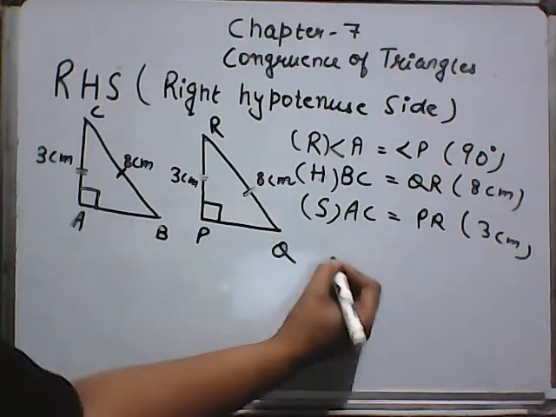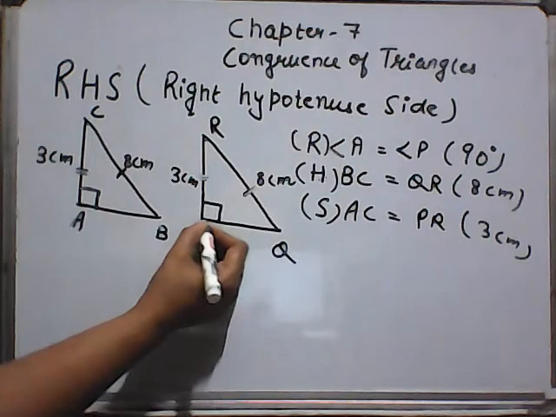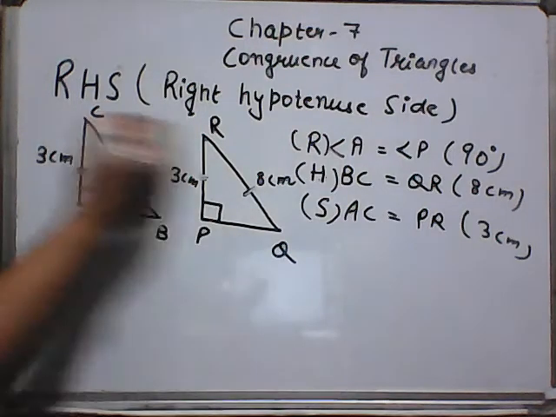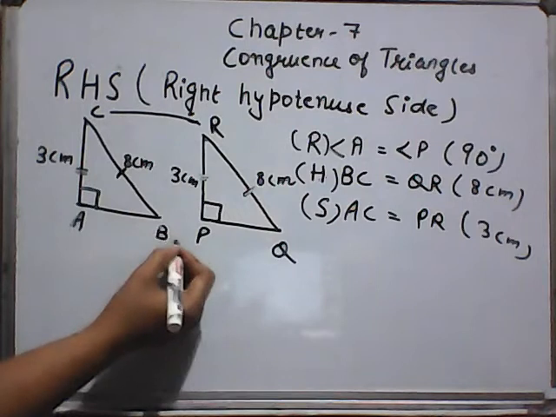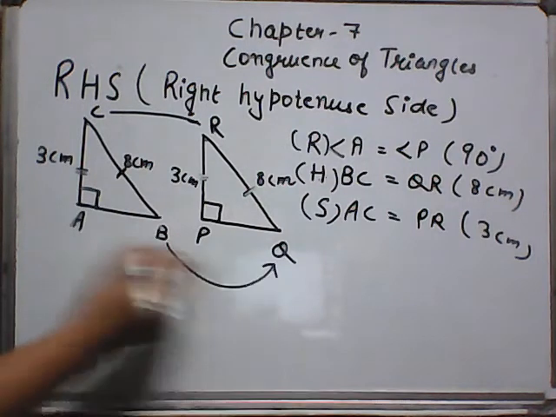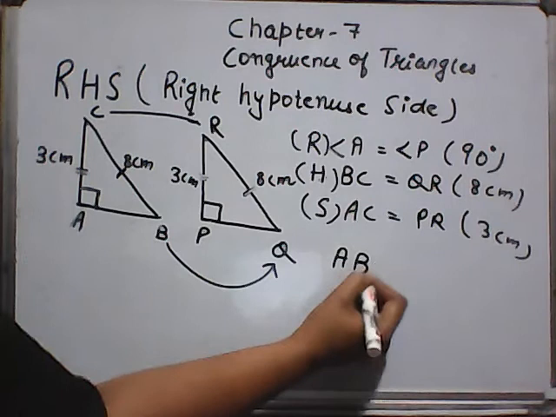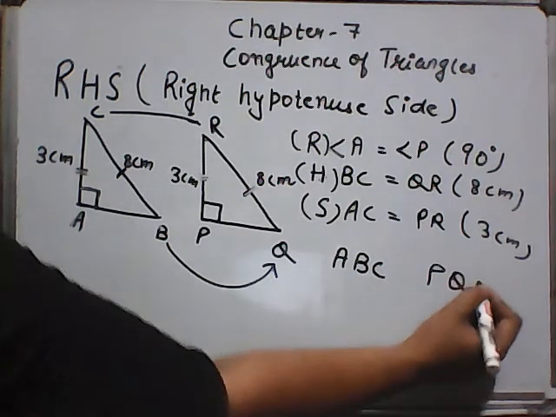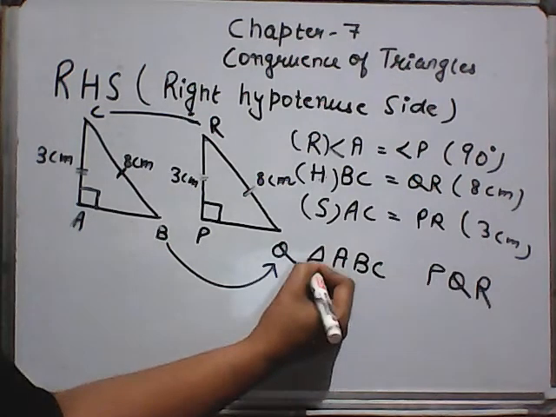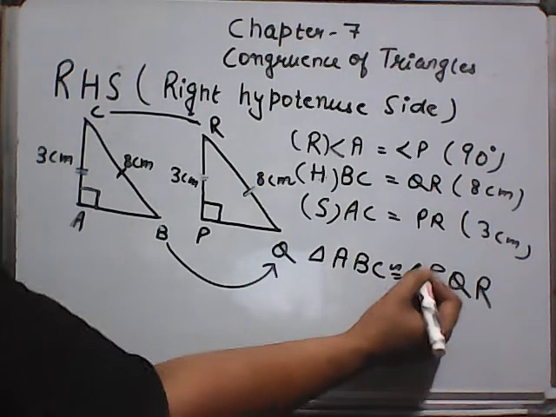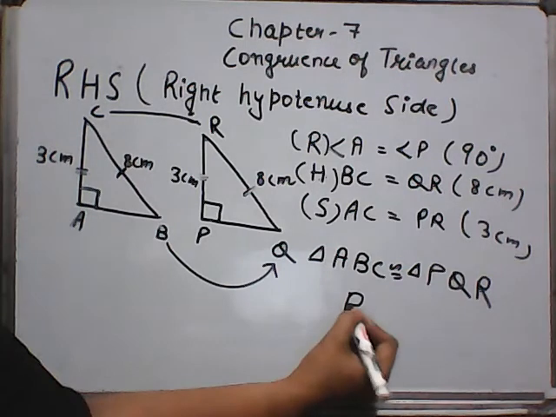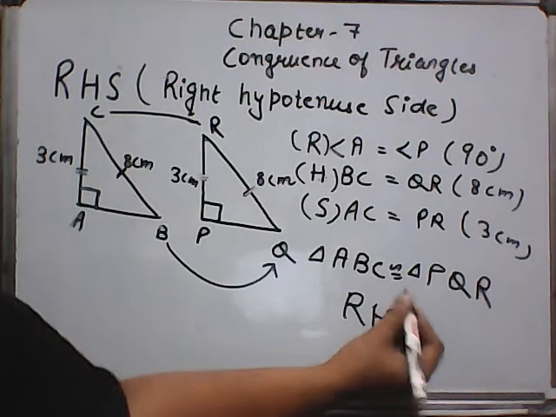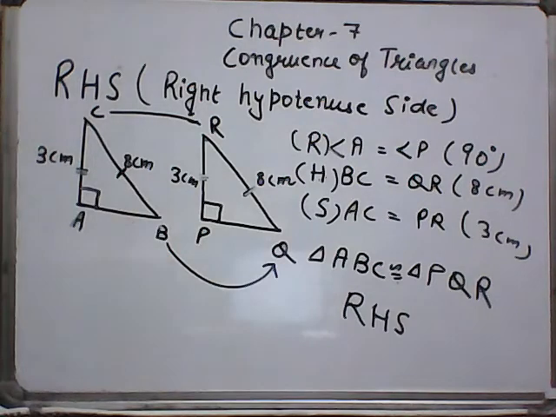Here, A corresponds to P, B corresponds to Q, and C corresponds to R. So, you can say triangle ABC is congruent to triangle PQR by using the RHS rule. This is the symbol of congruence. In this way, you can check whether two triangles are congruent by using the RHS rule or not.